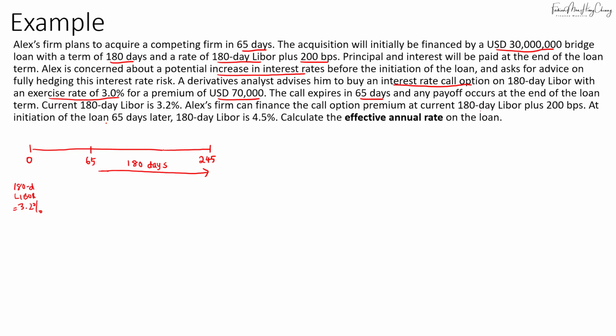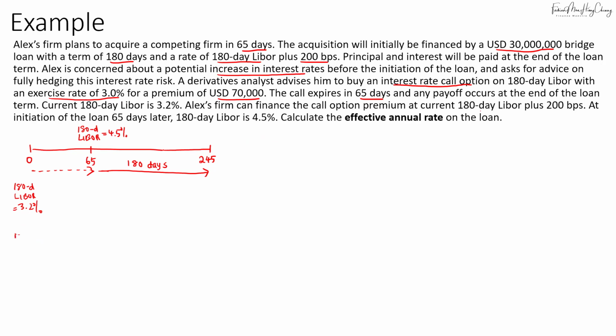At the initiation of the loan 65 days later, the 180-day LIBOR is 4.5%. So the 180-day LIBOR on day 65 is 4.5%. That's when the call option expires. So calculate the effective annual rate on the loan. What Alex will do is that on day 0, the firm will buy the option by financing it, and then they'll pay back the amount on day 65. So the question now is how much would the effective cost of the option be? First we'll calculate the effective cost of the option.